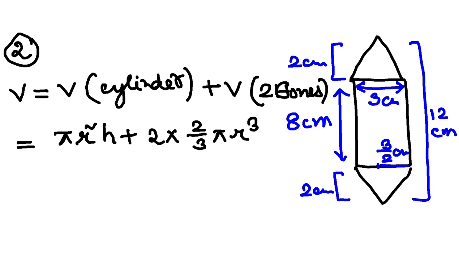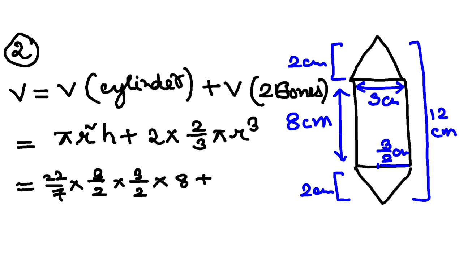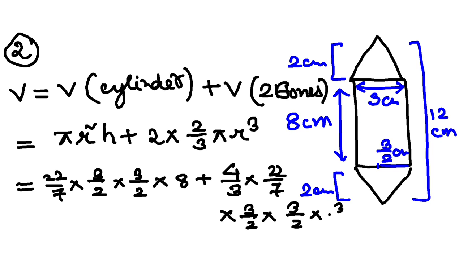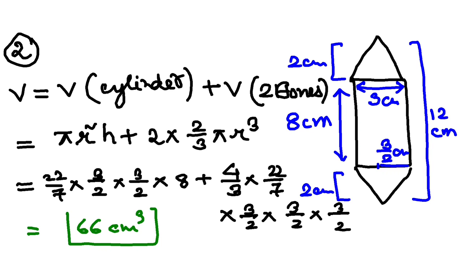Now pi is 22 by 7, radius is 3 by 2, so 22 by 7, let me put all the values, radius is 3 by 2, square 3 by 2, height of the cylinder is 8, not 12. So this will become 4 by 3, pi is 22 by 7 into r cube, that means 3 by 2 into 3 by 2 into 3 by 2. After this you can take common and calculate. Your final answer should be 66 centimeter cube.